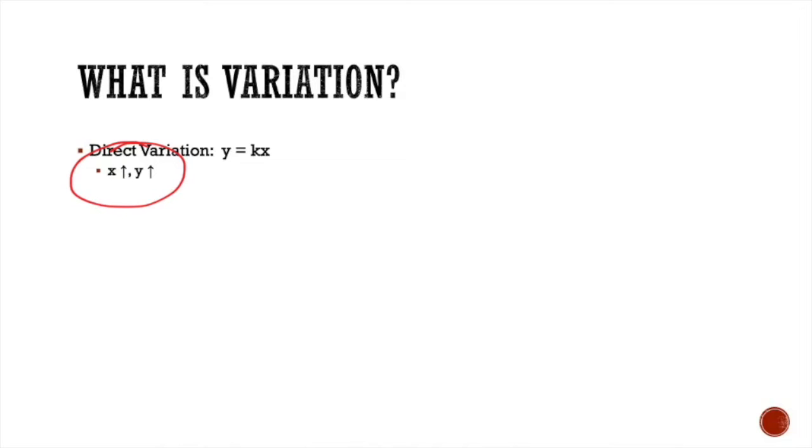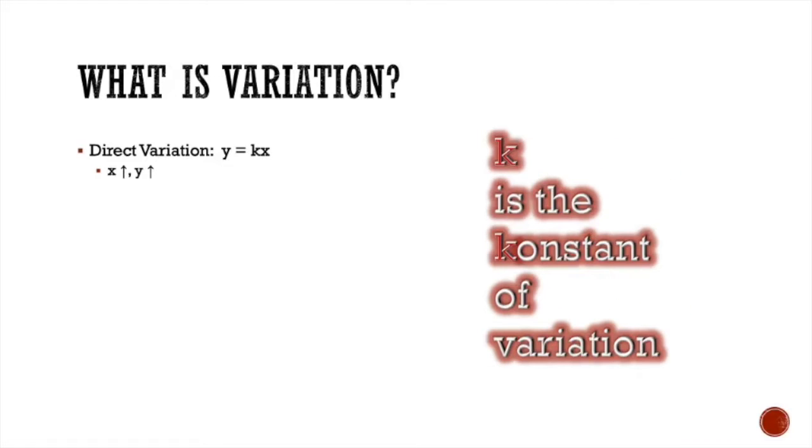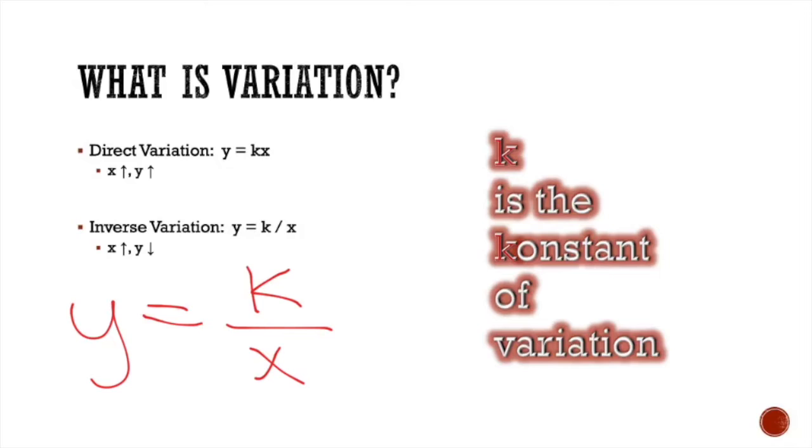The next one's called inverse variation. I'll talk about what's coming up on the screen in a moment. Inverse variation, I'm going to let you write inverse variation, and I'm going to let you write y equals k over x. That could be a fraction. I would even write it more like this: y equals k over x. We'll talk about that one in a minute when you're done writing.